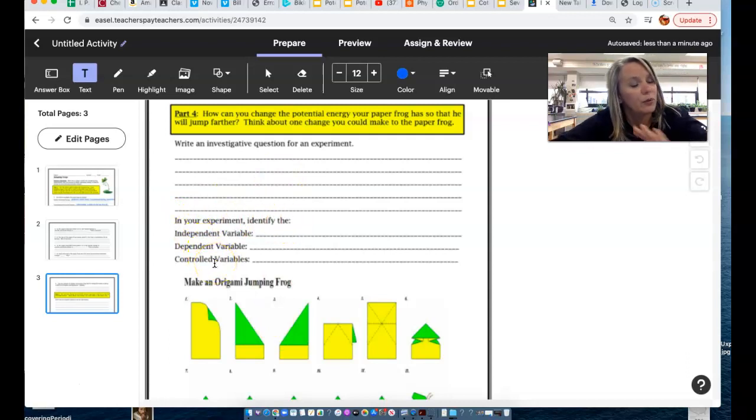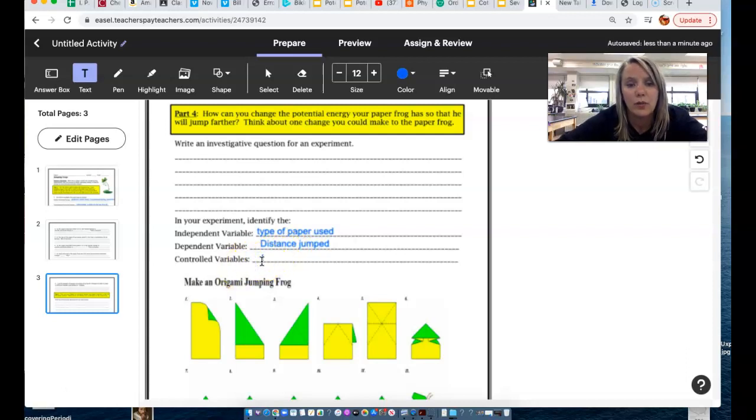Okay, well, an independent variable is the one thing that changes. And if you are really going to be thinking about, how does material change how far your frog can jump, then your independent variable is going to be the material used, the type of paper. Okay. What are we measuring between your two models of frogs? That's the dependent variable. What is the thing that we are measuring? We are measuring distance jumped.